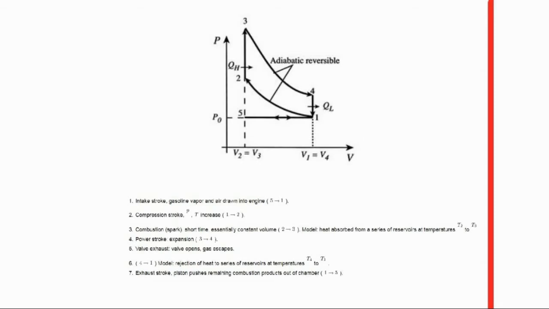3 to 4, power stroke, expansion. Exhaust valve opens, gas escapes. 4 to 1, model: rejection of heat to a series of reservoirs at temperatures T4 to T1. 1 to 5, exhaust stroke. Piston pushes remaining combustion products out of the chamber.